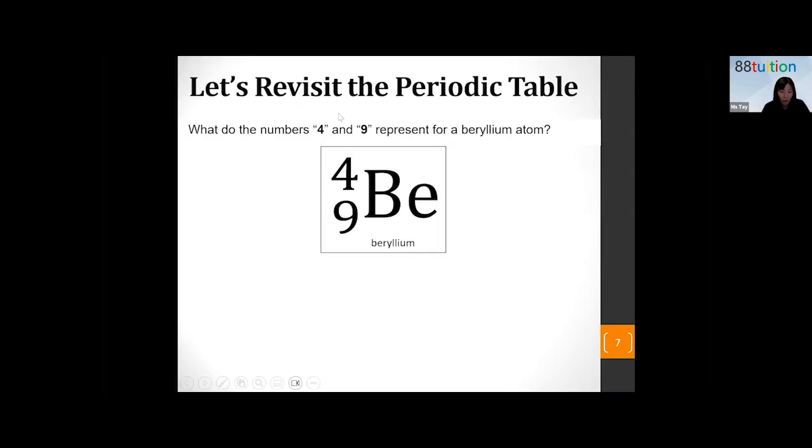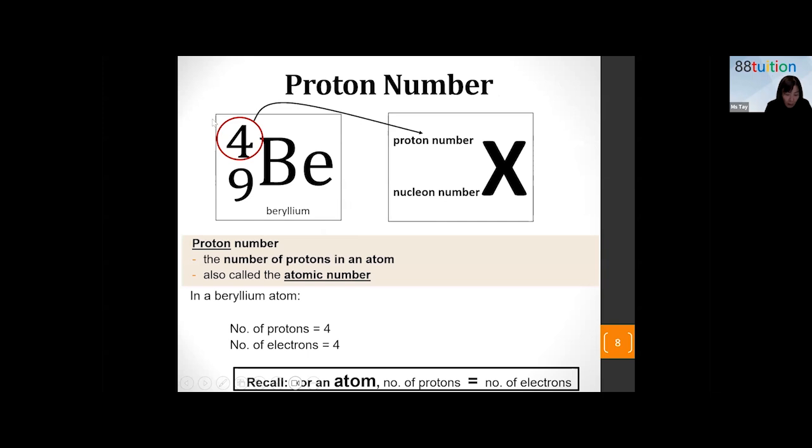Let's go on. What do these numbers represent for a beryllium atom? In this atom of beryllium, take note that the number at the top stands for the proton number. It represents the number of protons in an atom. Pretty straightforward here. They also call it the atomic number. We know that the number of protons is equal to the number of electrons, because earlier we said atoms are electrically neutral. What's the meaning of electrically neutral?